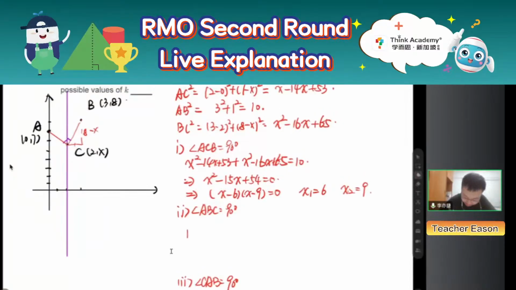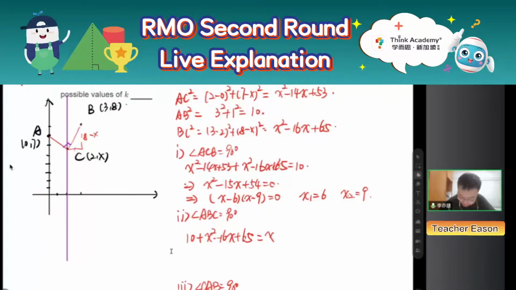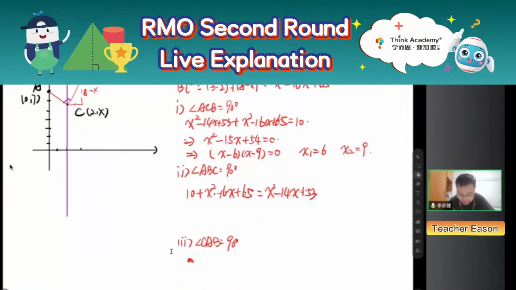So it's the 10 plus x squared minus 16x plus 65, right? And then, so equals to, no, it's correct, it's x squared minus 14x plus 53. This is easier to solve because we can cancel the x squared, so it becomes a line. So we have 2x equals to 75, 53.